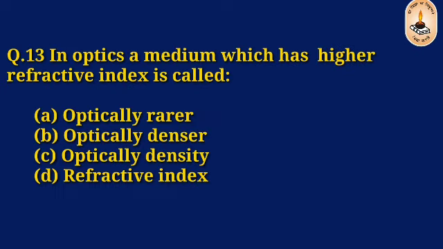Question number 13. In optics, a medium which has a higher refractive index is called: optically rare, optically denser, optical density, refractive index.